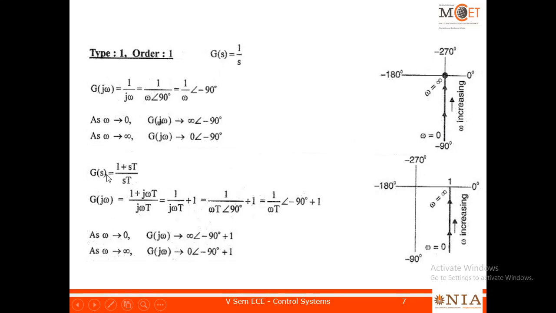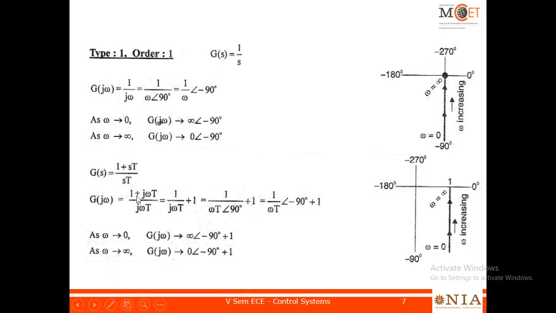We have also discussed some terms which have a numerator, that is, this particular transfer function has a numerator also: 1 plus sT divided by sT. So let us not go by the guidelines given in the initial slide, that is type and order. Since this term has a numerator polynomial also, we will as usual go by G of j omega and compute the magnitude and phase, and for omega equal to 0 and infinity, see what the points are and then try to plot the graph.